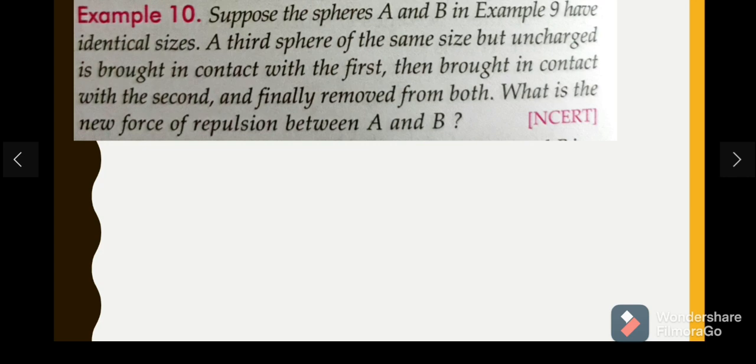This question says that suppose the spheres A and B in the previous example have identical sizes, and now we bring a third sphere of the same size but it is uncharged. It is first brought in contact with the first sphere, then it is brought in contact with the second sphere, and then finally it is removed from both. Now what they are asking is, what is the new force of repulsion between A and B? So basically what will happen in this kind of a situation?